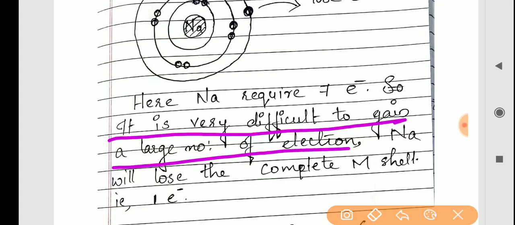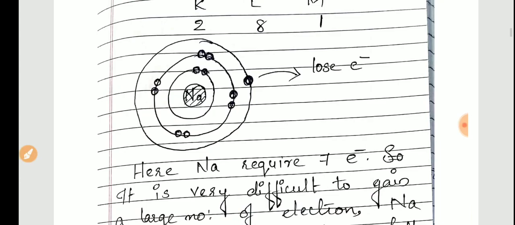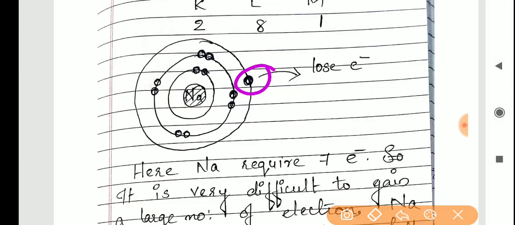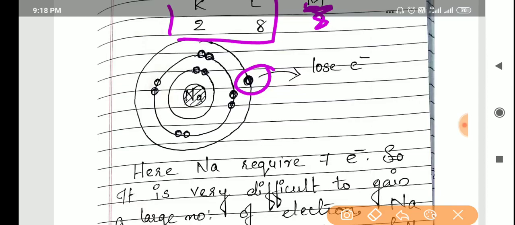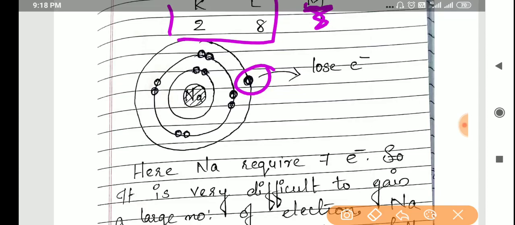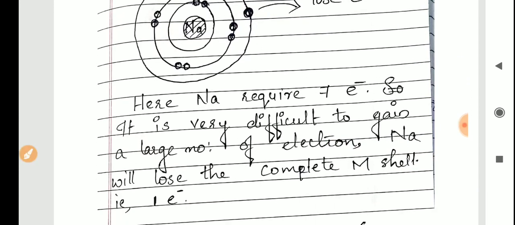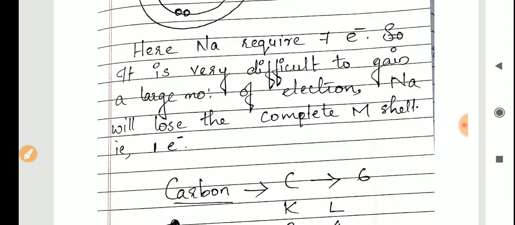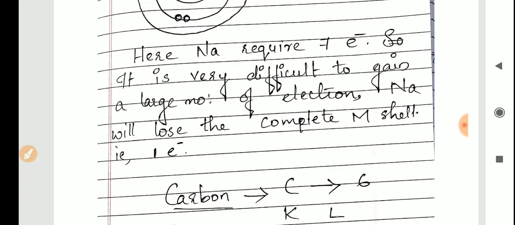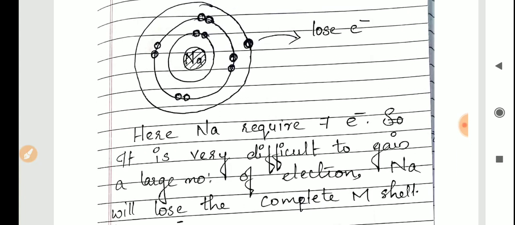So what will sodium do here? It is easy to lose that 1 electron. So sodium will lose this 1 electron. That means it will completely remove the M shell and exist with the K shell and L shell, that means 2 and 8. Now it is stable. So sodium will only lose electrons. That means sodium will completely remove the M shell. Understand?